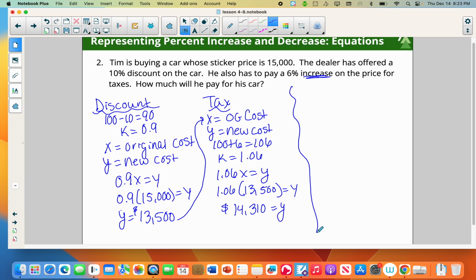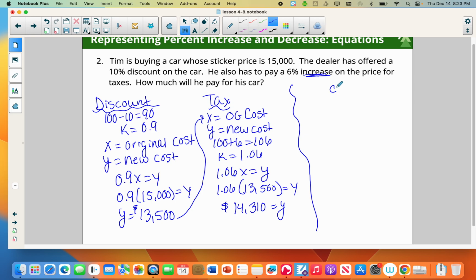But there's a shorter way of doing this. We can do it in one step. We can't just subtract the 10% and add the 6%. It's not quite the same. So I set up a table and I said, well, my original cost way back in the beginning, before anything happened, was $15,000. I ended up paying $14,310. Now I know my original is always 100%. I'm going to try to see if I can find that new percent.